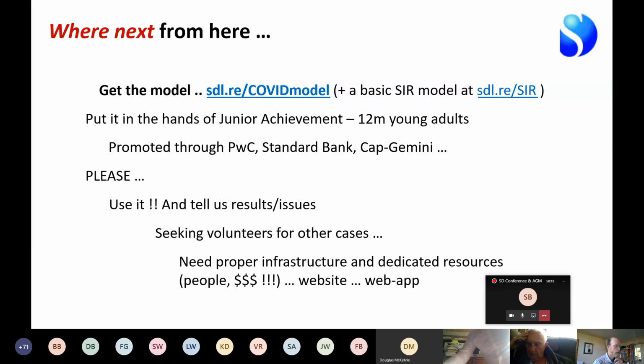We are looking for volunteers for other cases. It is still basically just being done by Maurice and myself and a few friends who are kindly giving their time to help with various city calibrations of the model. We need a proper infrastructure and dedicated resources, but we're struggling to find where we might get that from.